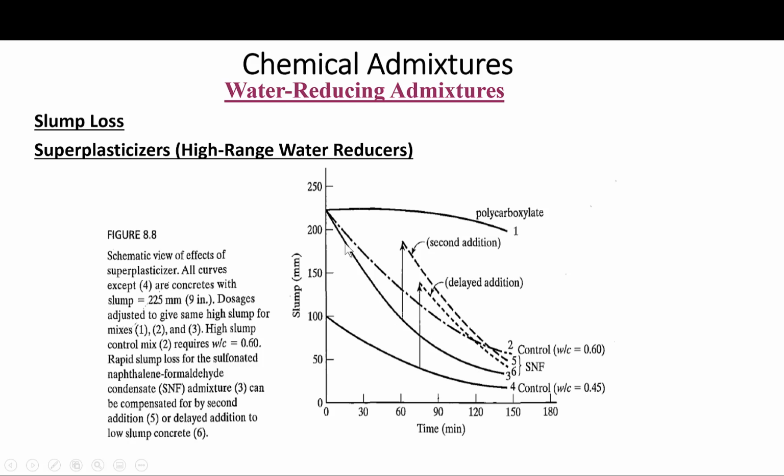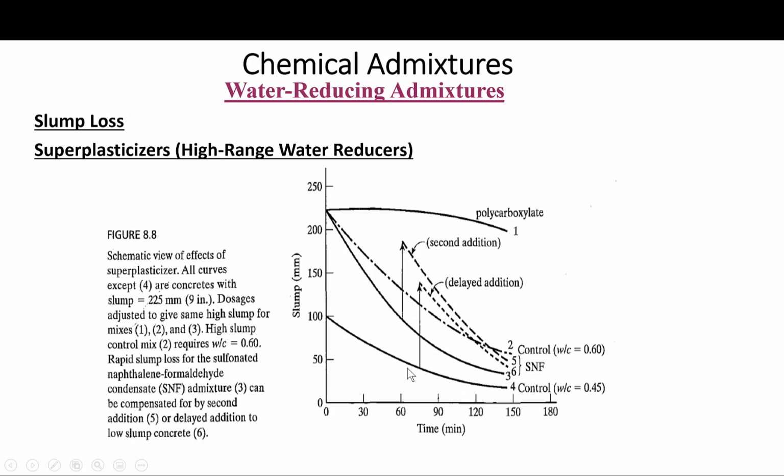See, the slump loss here of curve number 3 can be compensated for by a second addition. Look at it. Here we have a second addition. We ended up with curve number 5, as you can see if you track it. With curve number 5, you see we reduced the effect of the slump loss in this case. Or maybe the delayed addition to low slump concrete.